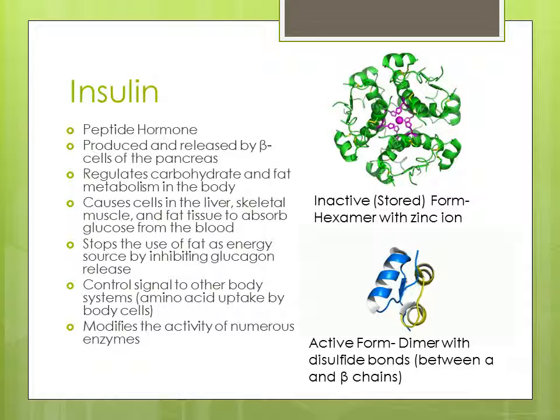It is a control signal to other body systems. An example of this is amino acid uptake by body cells. And lastly, it modifies the activity of numerous enzymes involved in the metabolic processes. Insulin comes in two forms. First, there is an inactive form, which is a hexamer with a zinc ion in the center, and this is the form that insulin is stored in fat cells. Then there's an active form, which is a dimer with alpha and beta chains that are connected by 3 disulfide bonds.